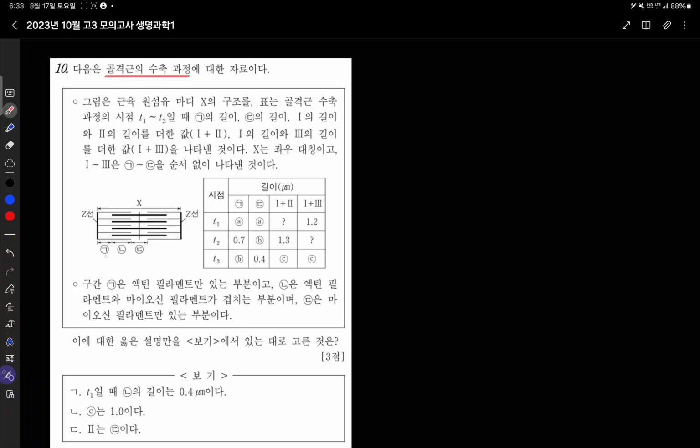So the first part contains only actin filament, and the second part is the overlapping region between actin and myosin filament, and the third part contains only myosin filament. And we want to find the length of each part in different time points.